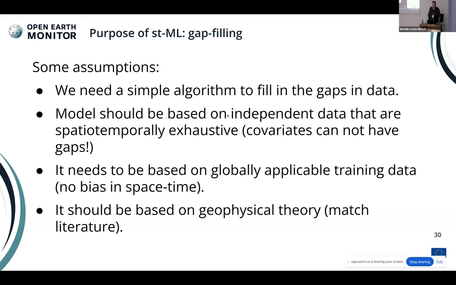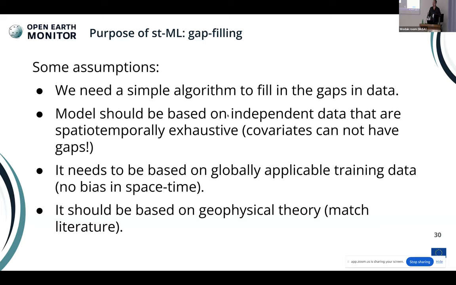So the assumption is we want a space-time machine learning model so we can fill in the gaps. And we would like to have the simplest possible model. We don't want something complex because this is just to do gap filling. It should be based on covariates which are exhaustive, so they have no gaps. None of the covariates can have any gaps. They have to be completely exhaustive. And we also need some training data to fit that model.